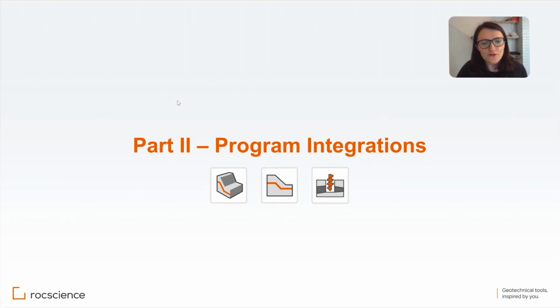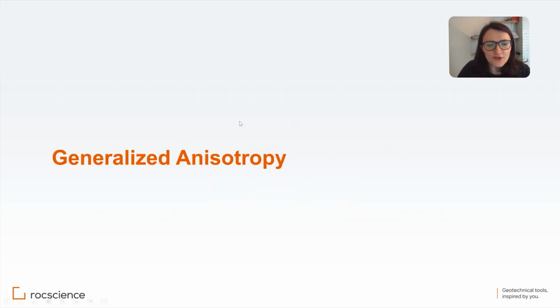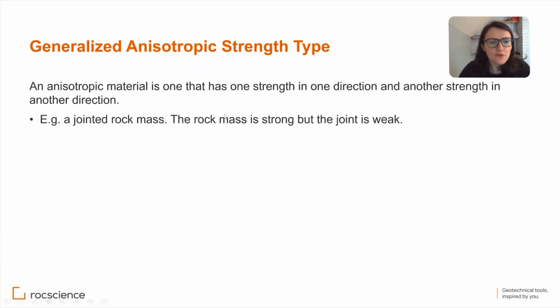Okay, so part two will focus on some important integrations that we've worked on recently. The first one is generalized anisotropic. To start from the basics, an anisotropic material is one that has one strength in one direction and another strength in another direction, for example, a jointed rock mass. The rock mass is strong, but along the joint, it's very weak.